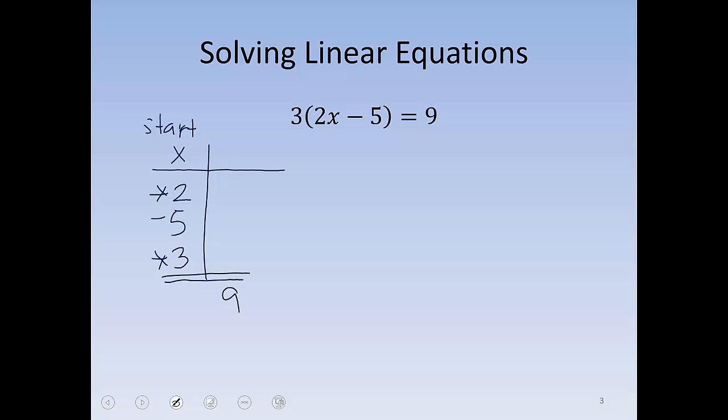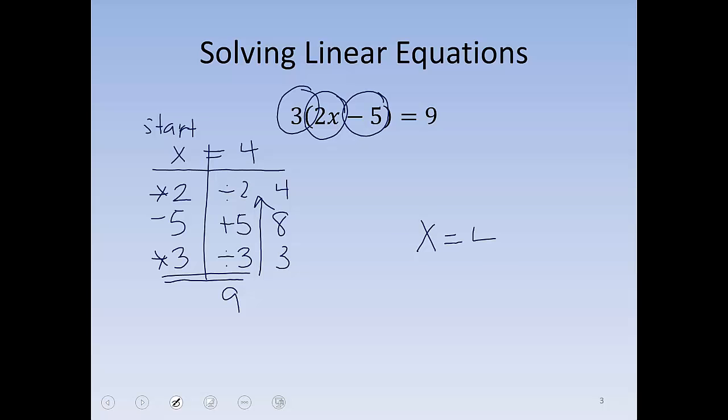So if I want to undo what happened to x, what we did was multiply x by 2, that's the first thing, then subtract 5, and then multiply by 3. If I want to undo those, I have to do them in the reverse order. So I start with 9, and I say, okay, we're going to divide that by 3. And then I'm going to add 5, and we get 8. And I'm going to divide by 2 using inverse operations, and I get 4. So I know that x equals 4.